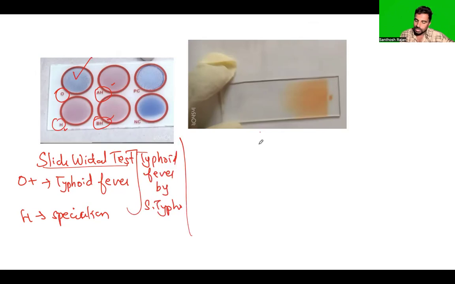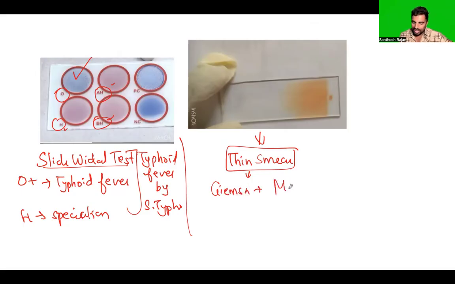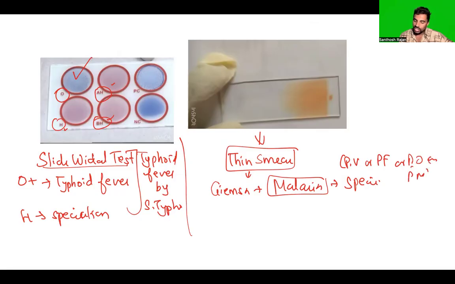That's it. This image we told is a thin smear. Thick smear, thin smear. So this is a thin smear. In a thin smear, usually you put Giemsa stain and check for the parasite. It's very characteristic for at least malaria. For malaria, the thin smear is used for speciation, to identify whether it is caused by Plasmodium vivax, Plasmodium falciparum, Plasmodium ovale or Plasmodium malariae.